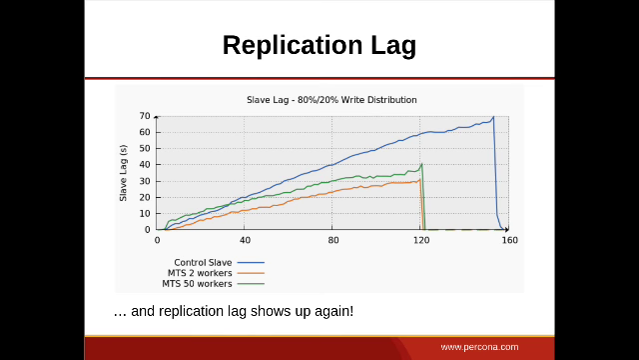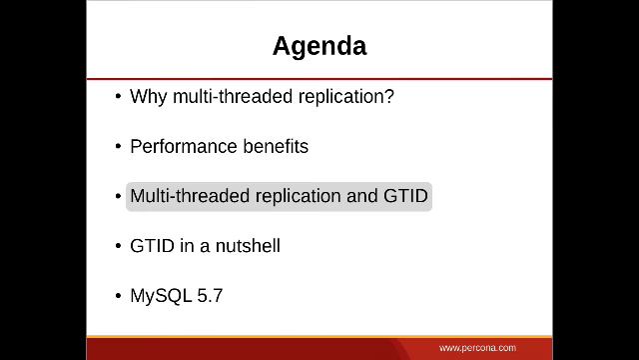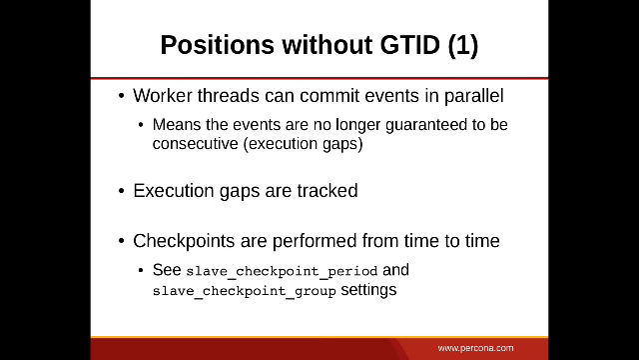Okay, so let's now talk a bit about some operational stuff. Like, for instance, how do we skip replication errors when we have multi-threaded replication? Does multi-threaded replication play well with GTIDs, etc.? First thing to know, so I'm assuming here that GTIDs are not used.